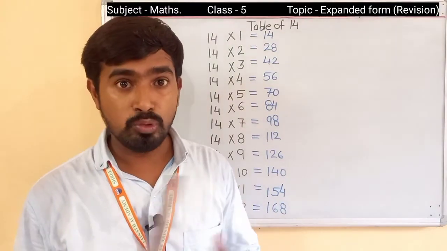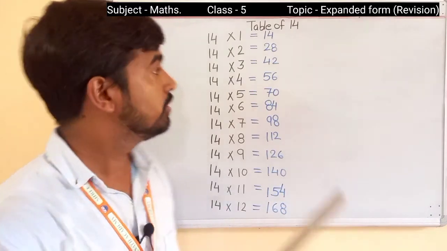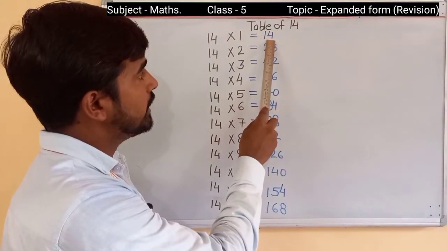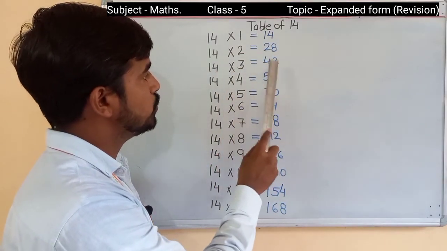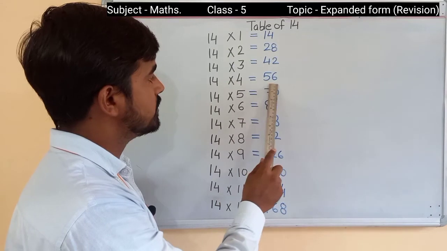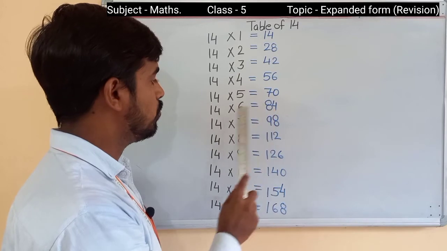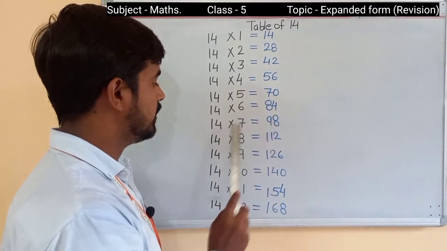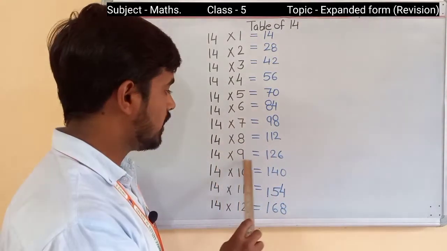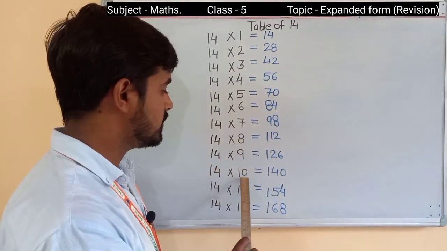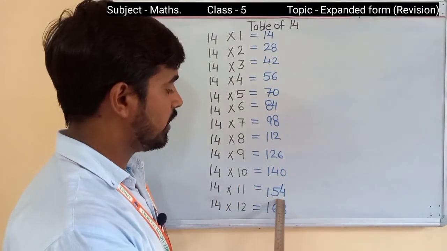Now children, it's time to learn table. We have table of 14. Okay, you have to recite after me. 14 ones are 14. 14 twos are 28. 14 threes are 42. 14 fours are 56. 14 fives are 70. 14 sixes are 84. 14 sevens are 98. 14 eights are 112. 14 nines are 126. 14 tens are 140.